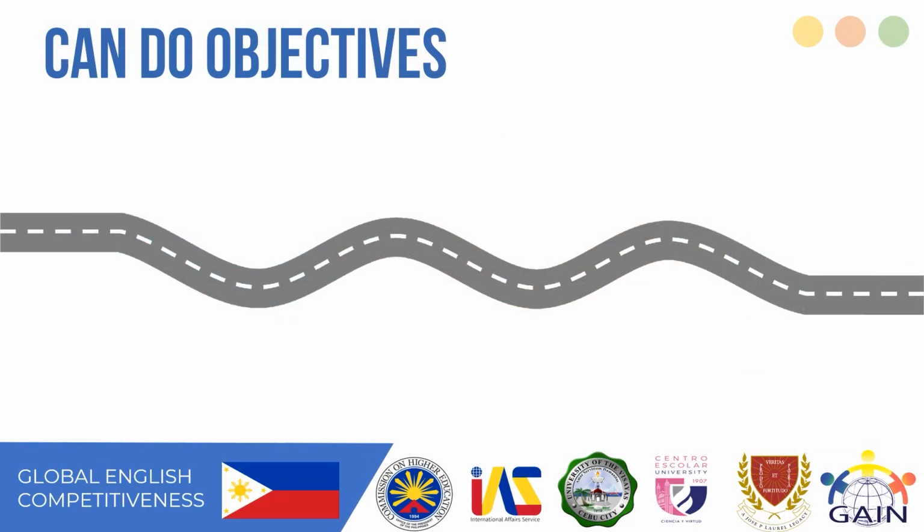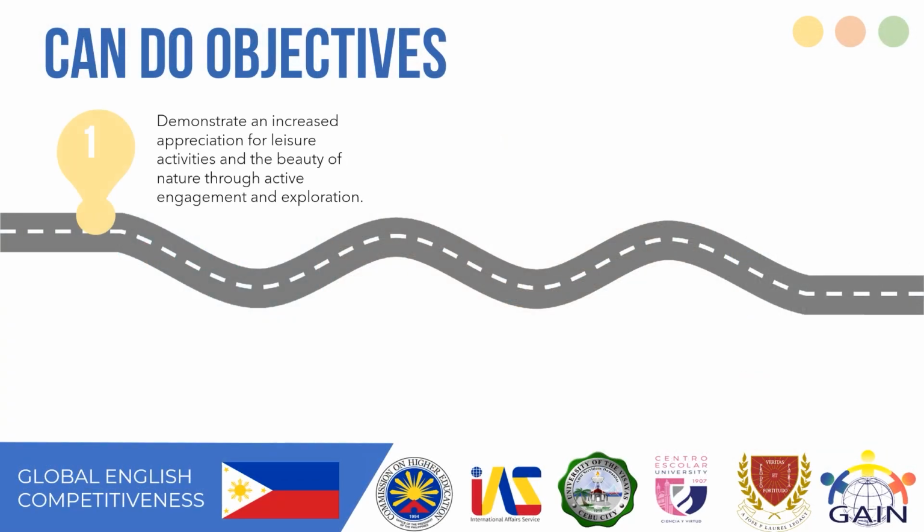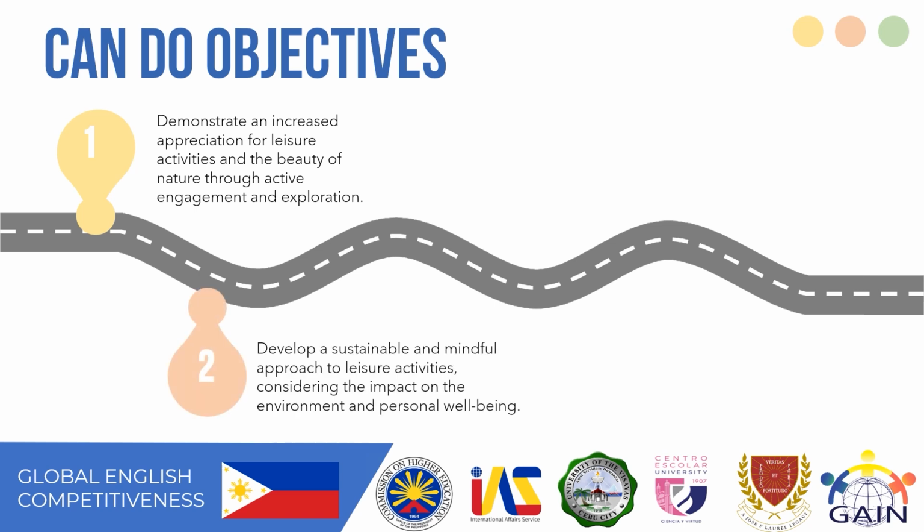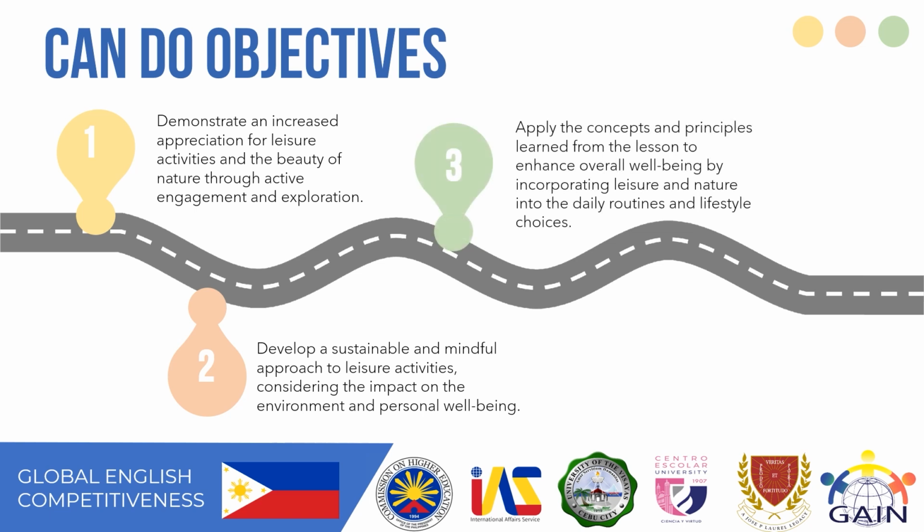In this unit, we have 4 can-do objectives. First, to demonstrate an increased appreciation for leisure activities and the beauty of nature through active engagement and exploration. Second, to develop a sustainable and mindful approach to leisure activities, considering the impact on the environment and personal well-being. Third, to apply the concepts and principles learned from the lesson to enhance overall well-being by incorporating leisure and nature into the daily routines and lifestyle choices. And fourth, to use modals in speaking and writing.